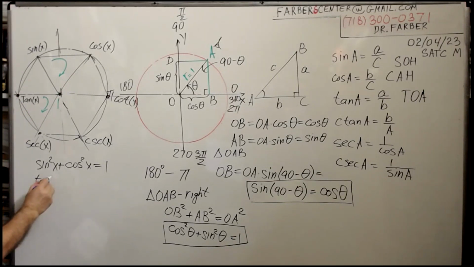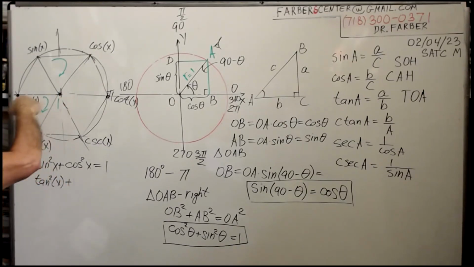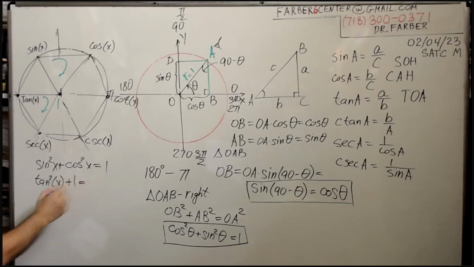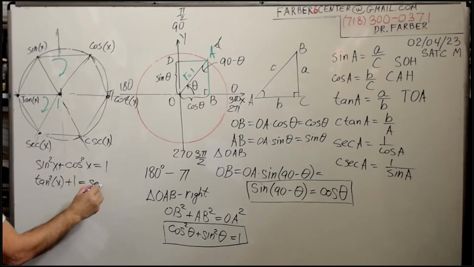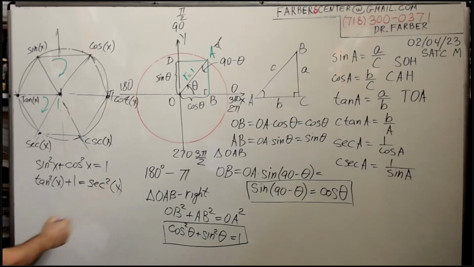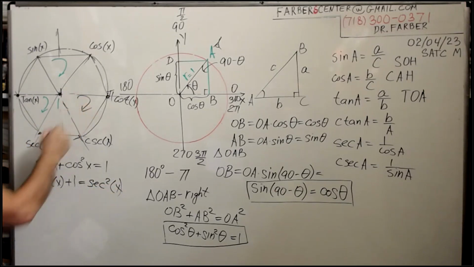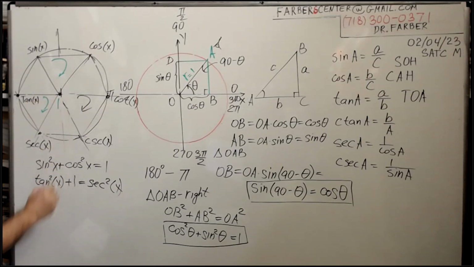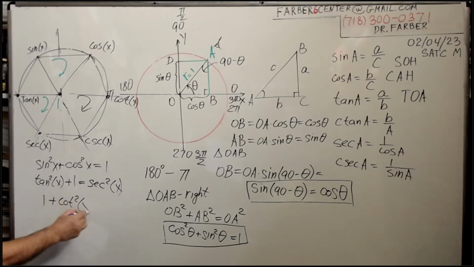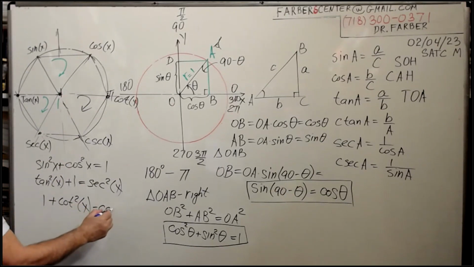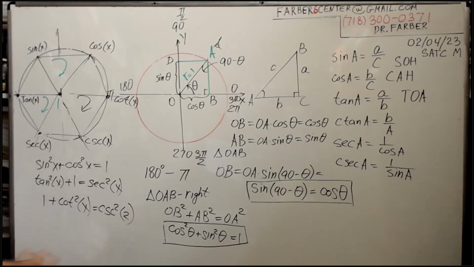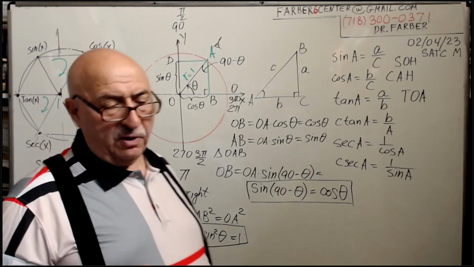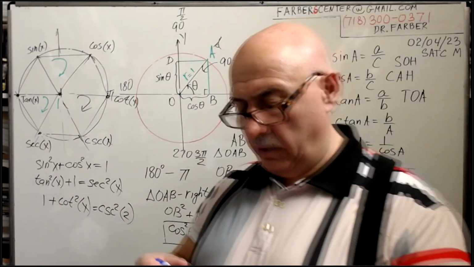Tangent square of x plus 1. I go this way. Equals secant square of x. You can easily check all of this. Or this one: I start from 1 plus cotangent square of x equals cosecant square, etc., etc. We have tons of identities. I don't want to spend time on this, but you get the basic idea of what we need.